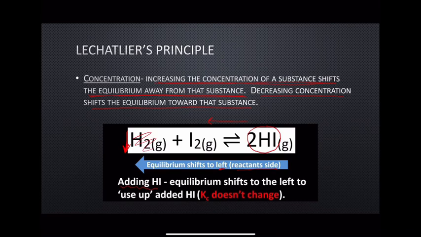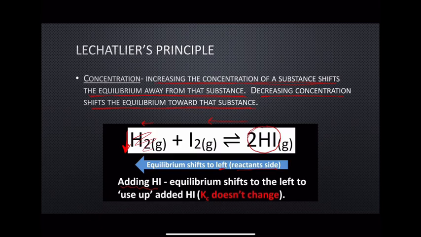Well, if we are trying to get this back in equilibrium, what do we need to do if we're running out of H2? We need to make more H2. So guess which way the equilibrium is going to go? It says decreasing the concentration is going to shift it towards that substance. So if we lower H2, it's going to shift towards the H2 to try to make some more H2. Okay?